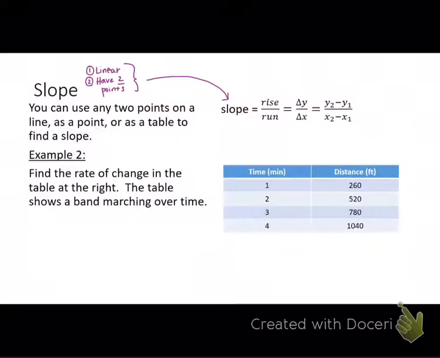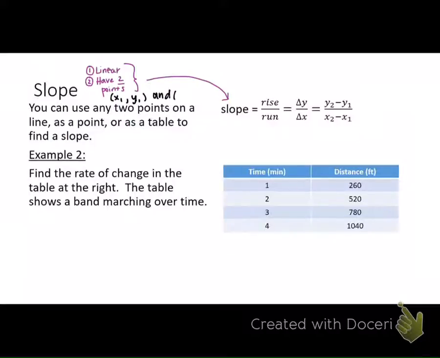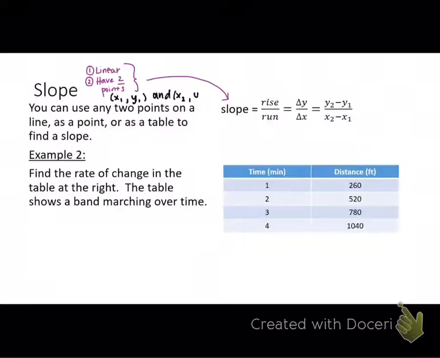So if you have 2 ordered pairs, x1 comma y1 and x2 comma y2, and you know that it is linear, you can use this formula.